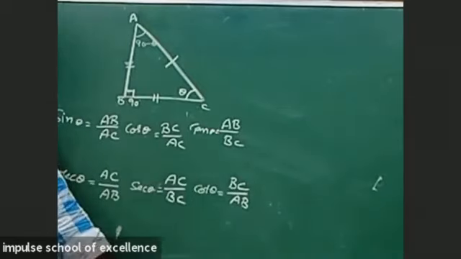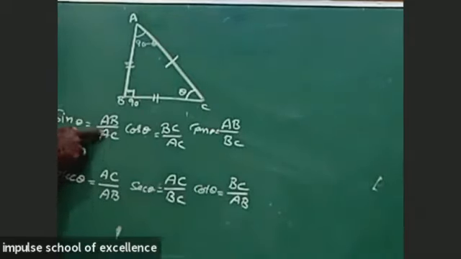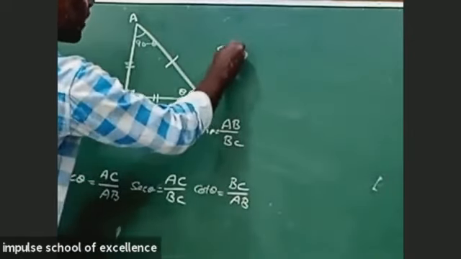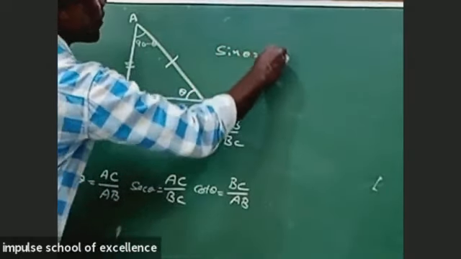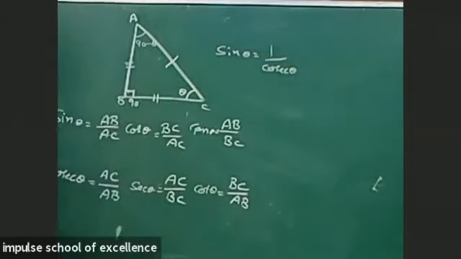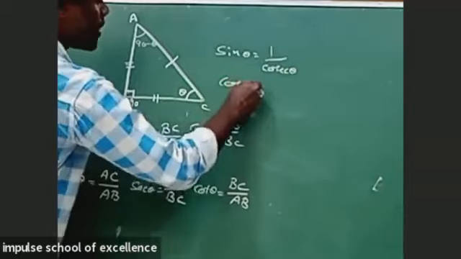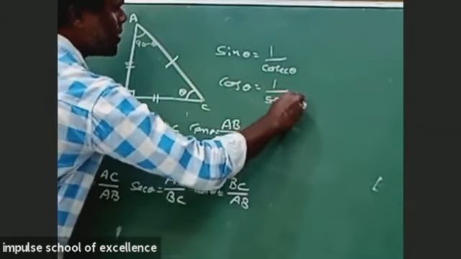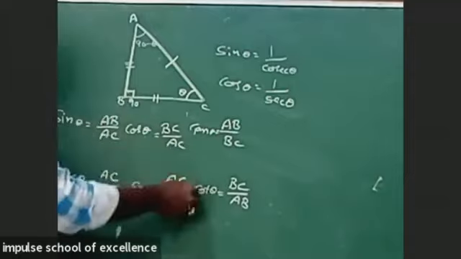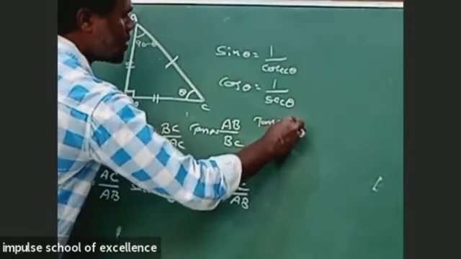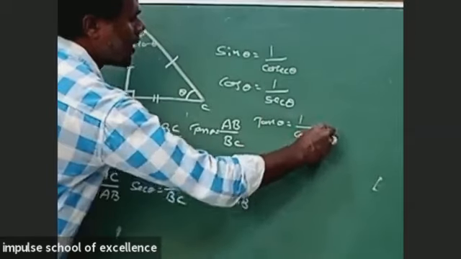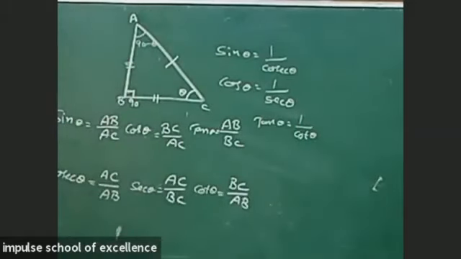In the same way, if you are observing the ratios, they are reciprocal to cosecant theta. So by using this, we can write sin theta is equal to 1 by cosecant theta, as well as cos theta is equal to 1 by secant theta. In the same way, we can write tan theta is equal to 1 by cot theta.